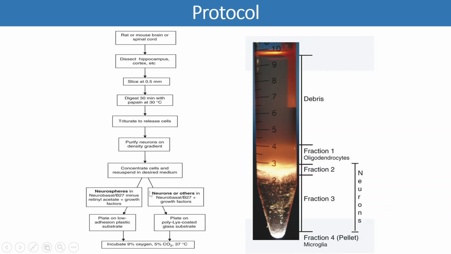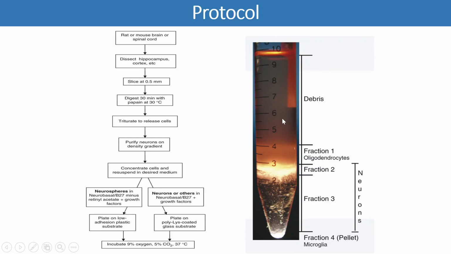So if it is a neurosphere culture, we will culture them in the appropriate medium, neurobasal media and B27 minus retinyl acetate plus growth factor medium. Or if it is a neuronal cell culture, we will culture them in the appropriate neurobasal and B27 media along with several growth factors. Then we plate them on the appropriate substrate and then incubate and grow them.